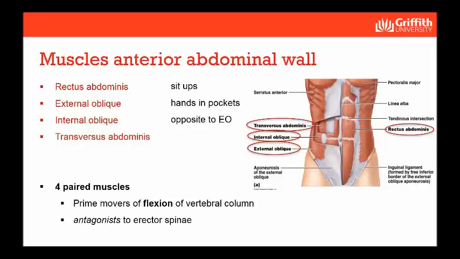The internal oblique muscle lies deep to and at right angles to the external oblique muscle. And finally, the transversus abdominis is the deepest of the abdominal muscles and runs horizontally around the abdomen, acting like a corset, compressing abdominal contents.